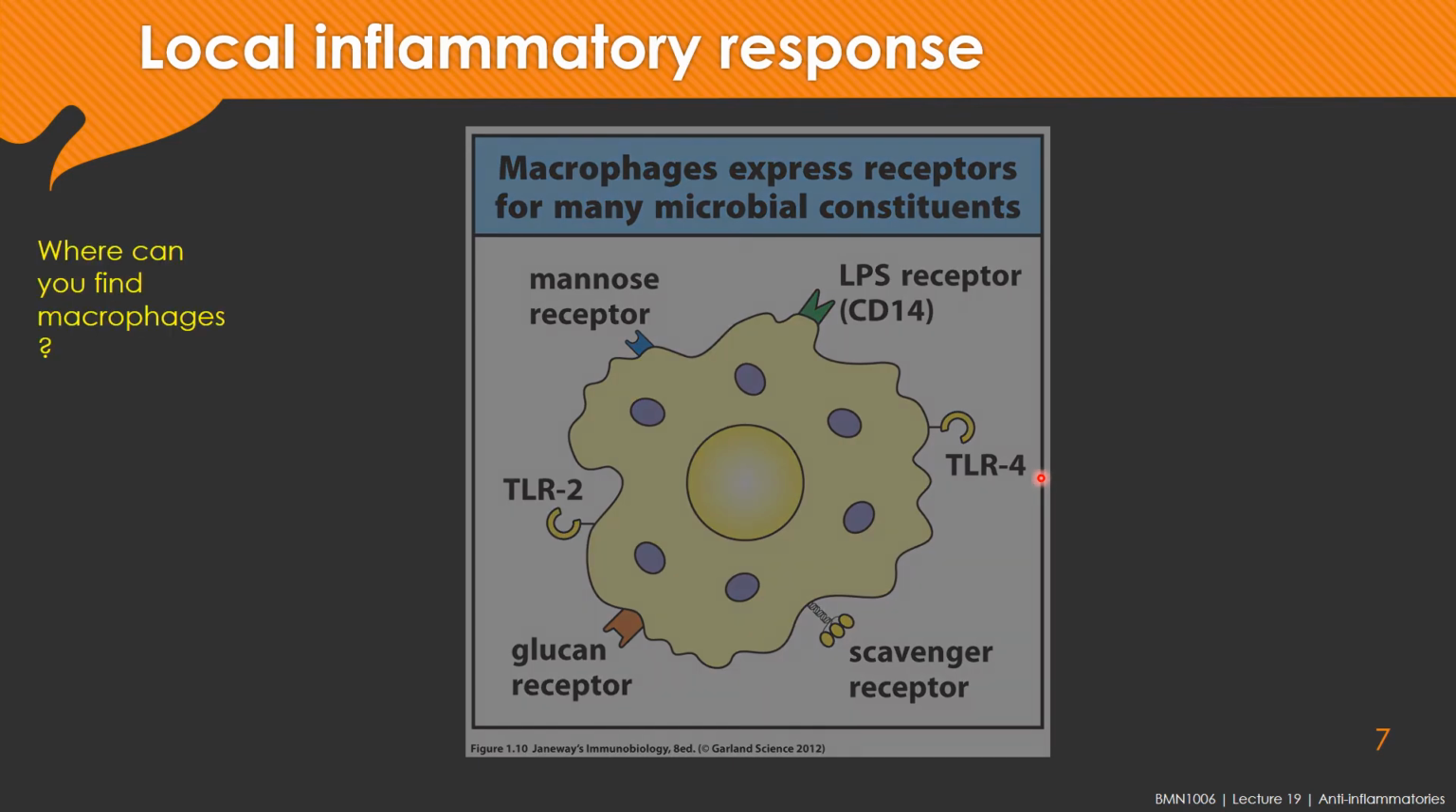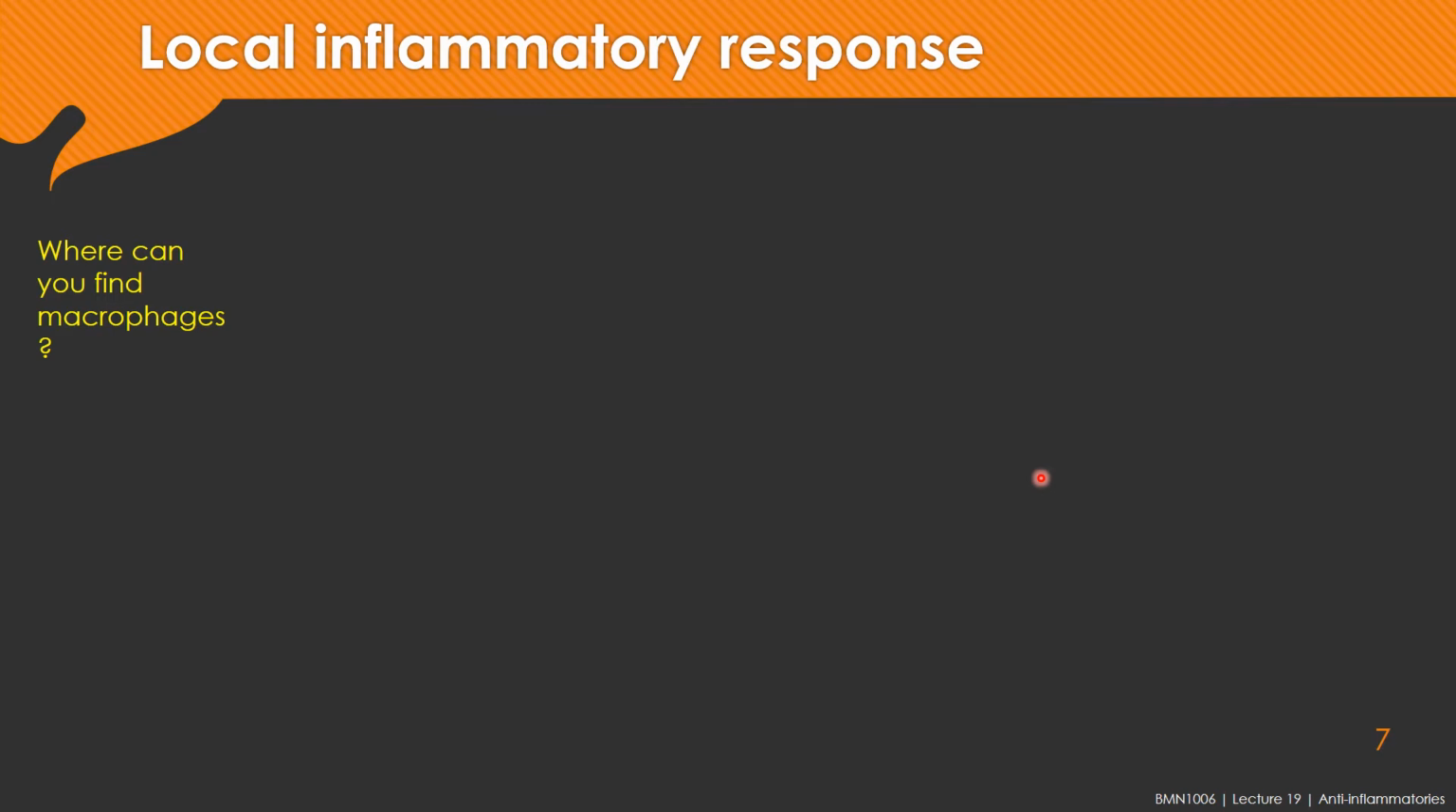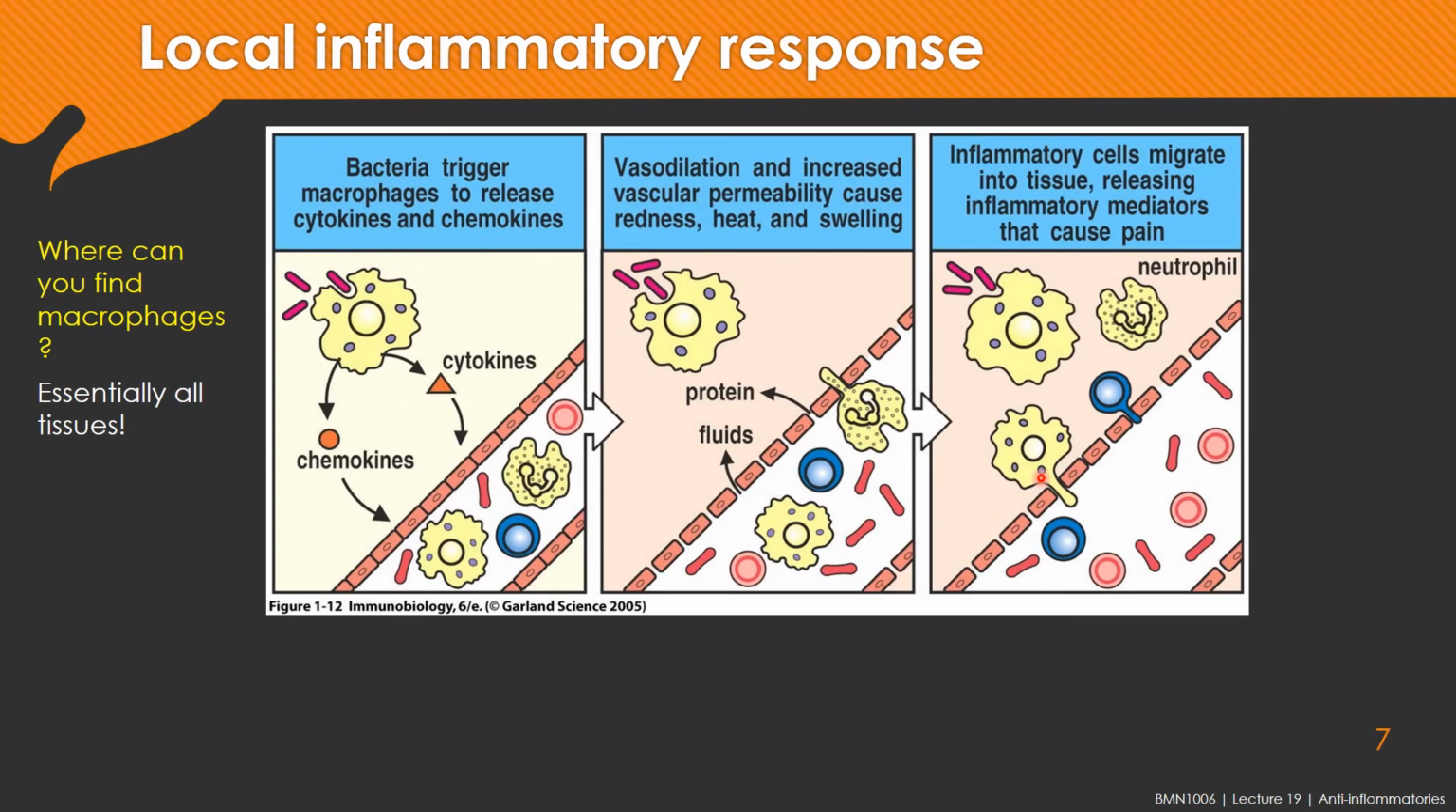So the question is, where can you find macrophages? And the answer is very simple. It is essentially everywhere. It can be found in your skin, in your lung, in your spleen, in your bone, etc. And that's because when there is an invasion, macrophages will be there to fight against infection. So they must be everywhere and ready to engulf the pathogen, then releasing chemical messengers such as chemokines and cytokines. They are important in the cell signaling of immune responses.